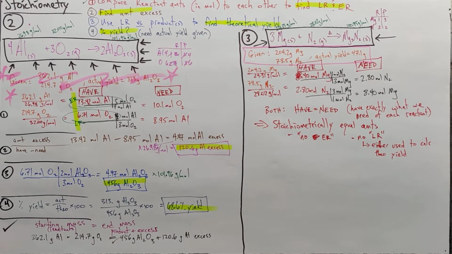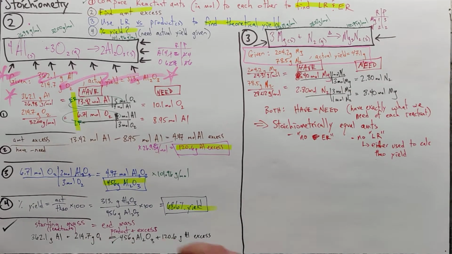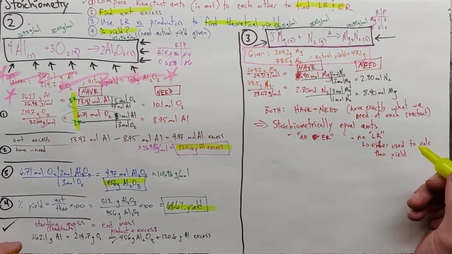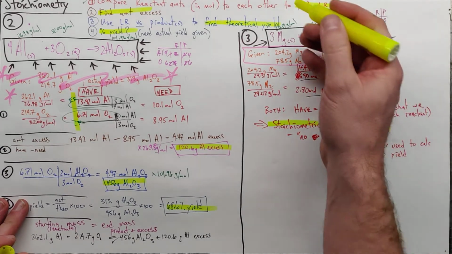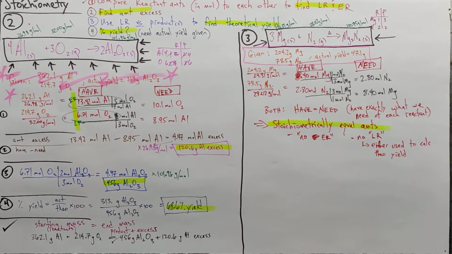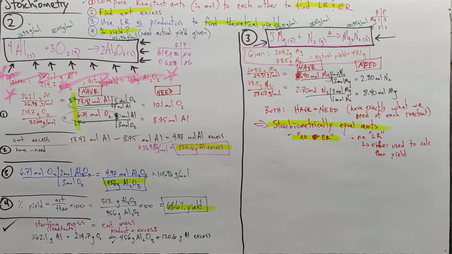All right, so we don't have an amount excess. I can use either of these amounts to find out how much product I can make because they're both exactly what we need. So I'm going to say we have stoichiometrically equal amounts for addressing step 1 there. For step 2, to get an amount excess, we don't have any excess reactant, so there is no excess reactant.